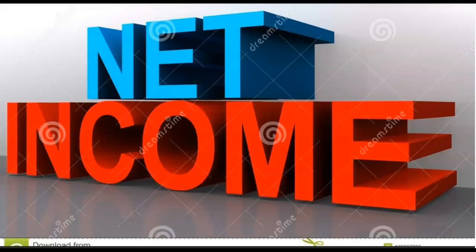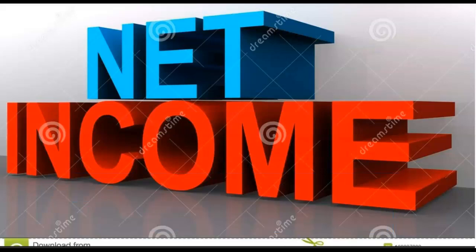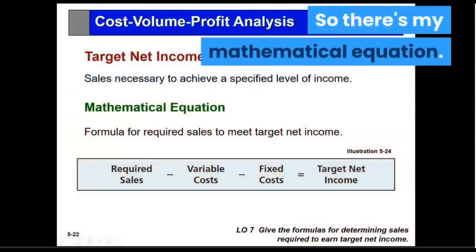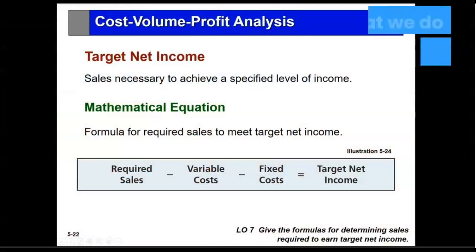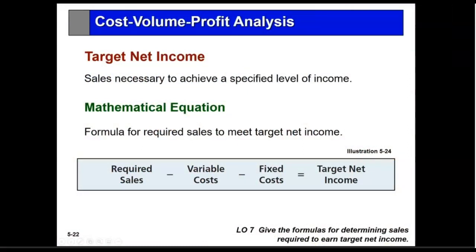Now, when I think about target net income, I'm looking for the required sales, enough to cover my variable costs and cover my fixed costs, and give me a target net income. So there's my mathematical equation. What we do basically is required sales minus variable costs is the contribution margin, and we move the fixed costs over here, target net income plus fixed costs.